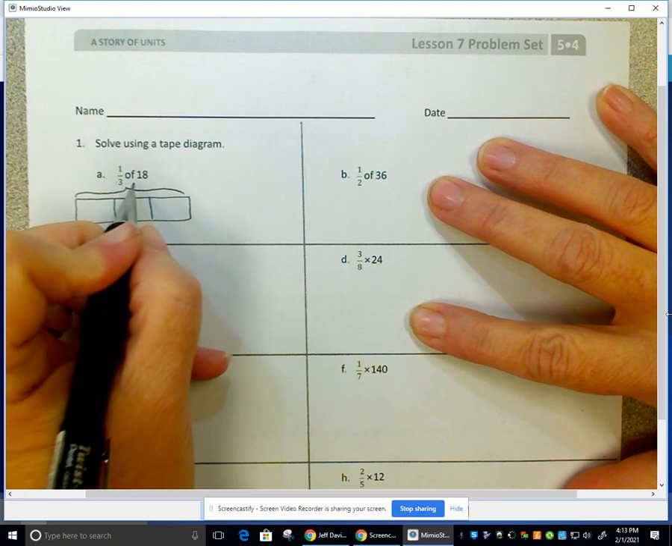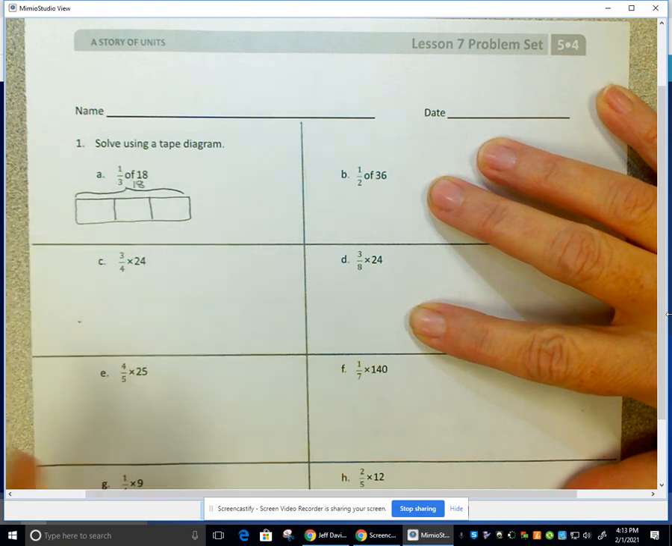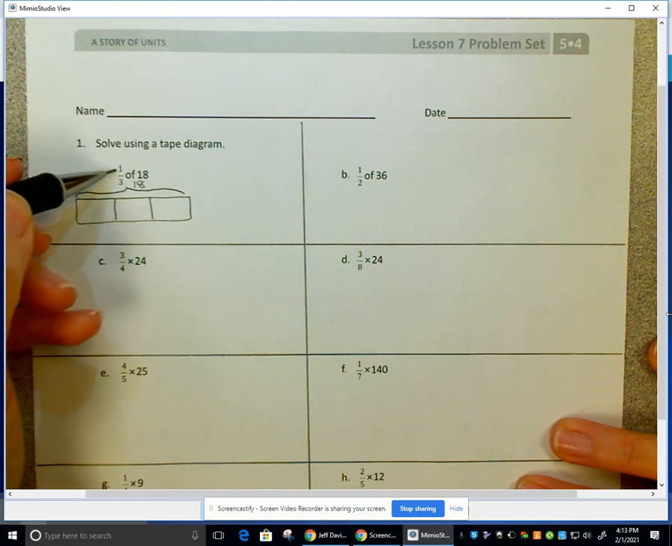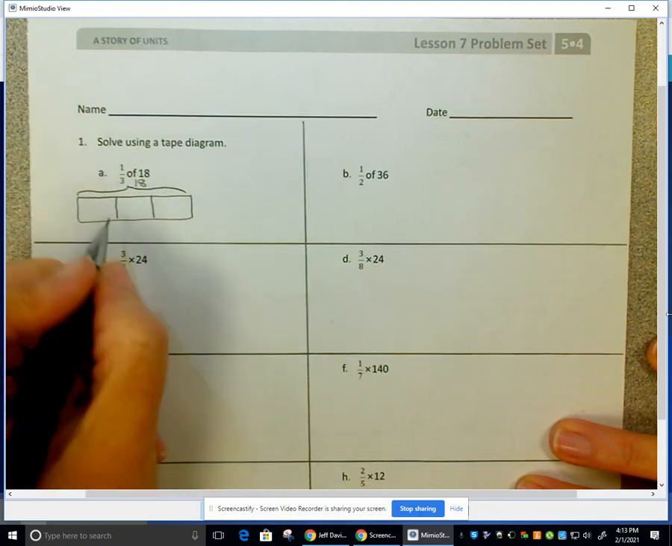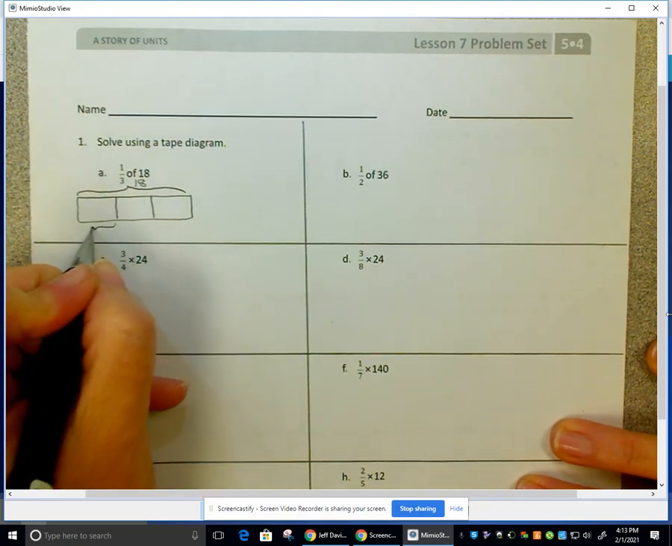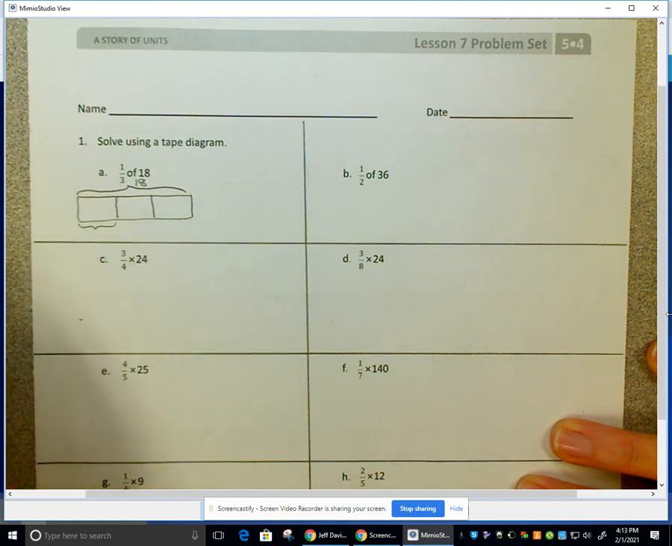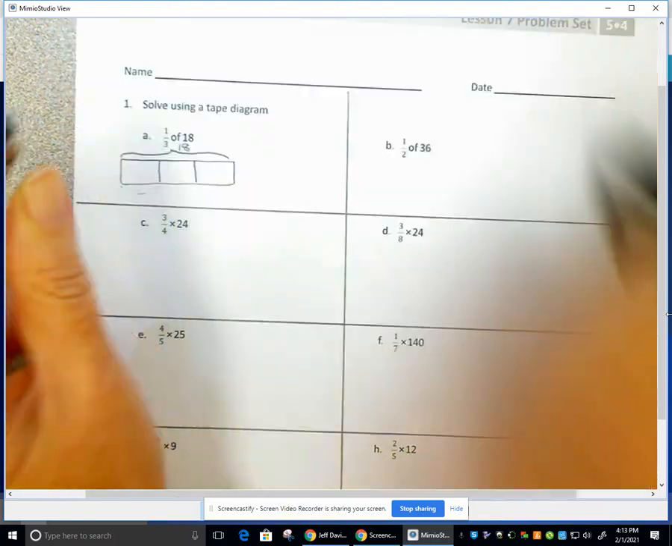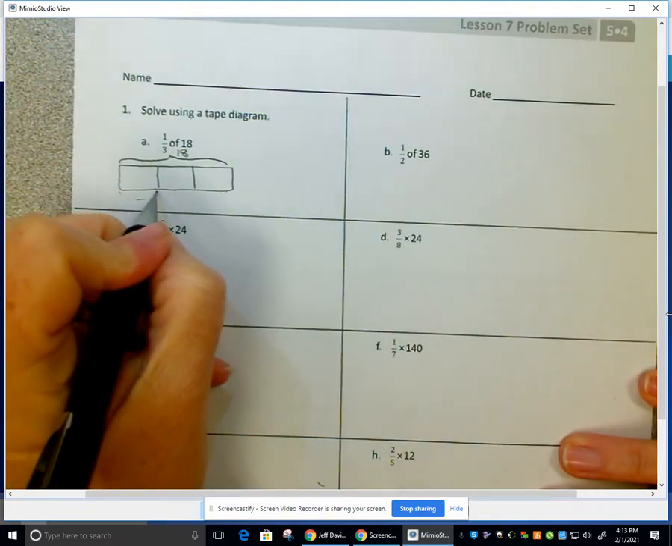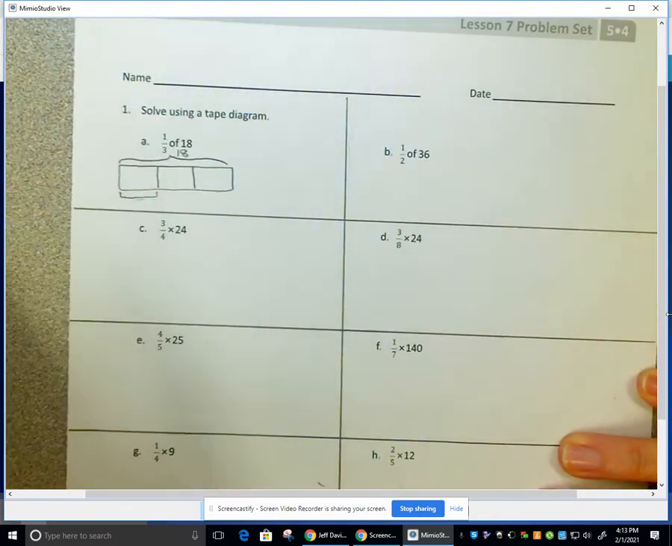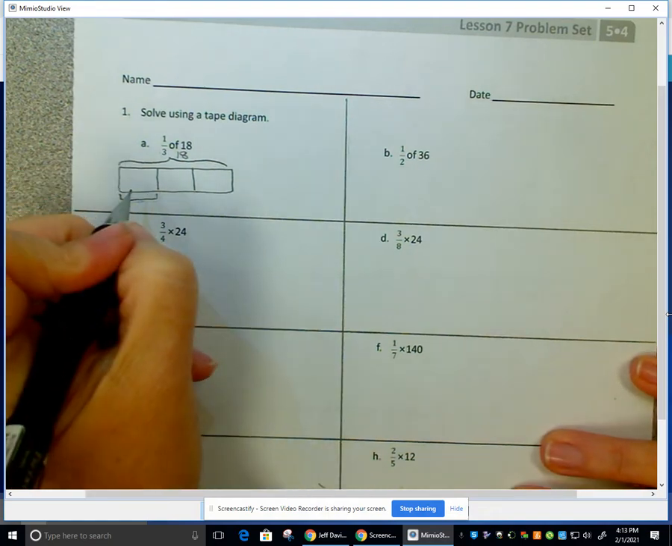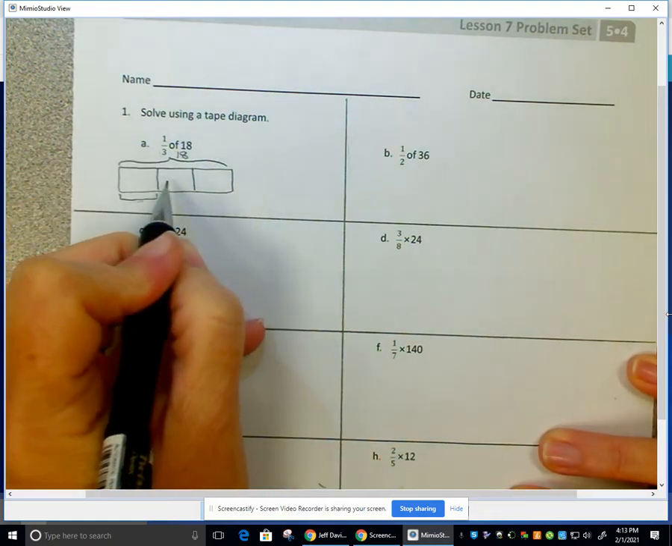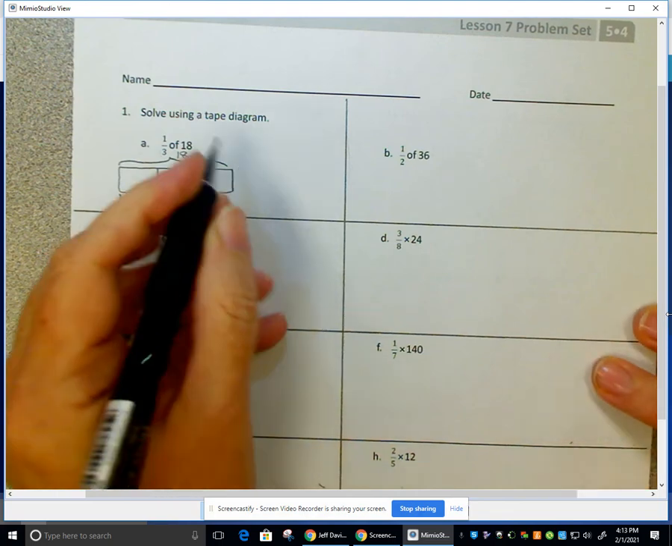The whole thing we know is 18. And they want to know what one of the 3 parts would equal. And this is one of the 3 parts. And if you have trouble drawing these little squiggly lines that I draw, just do this. Do it like that. That'll work. So we want to know what this one part is. We know all of them together will equal 18.